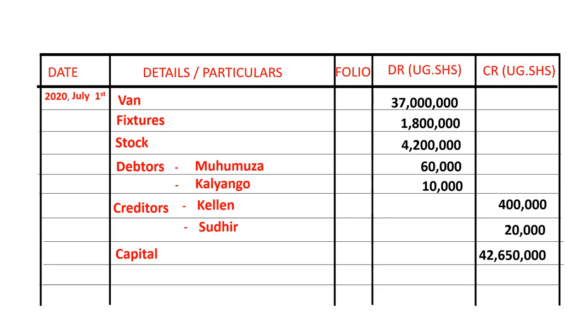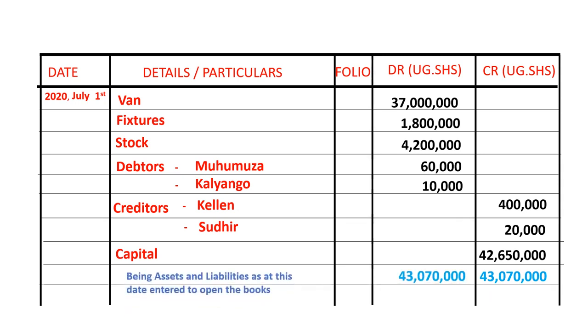After doing all those entries, we shall go ahead and add them up. The total credit side is 43,070,000. The total debit side is the same. Assets and liabilities are the same. So we go ahead and do the narration and say that these totals are as a result of assets and liabilities as at this date, entered to open the books. In other words, we have posted the journal entries that we needed to make to open the books.